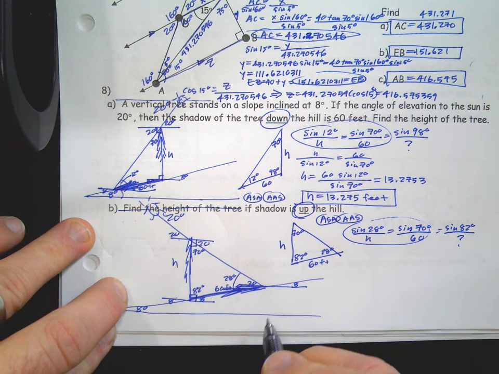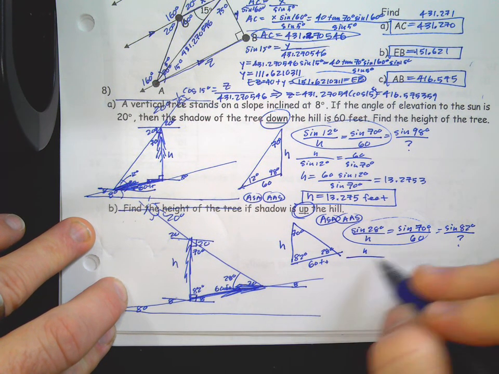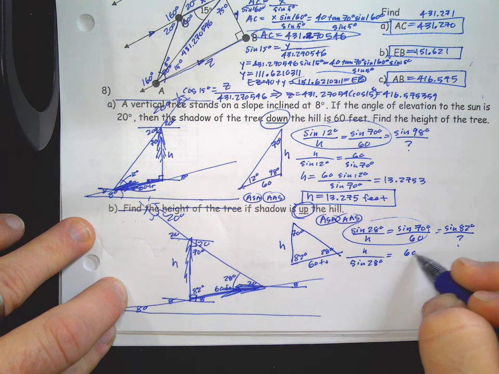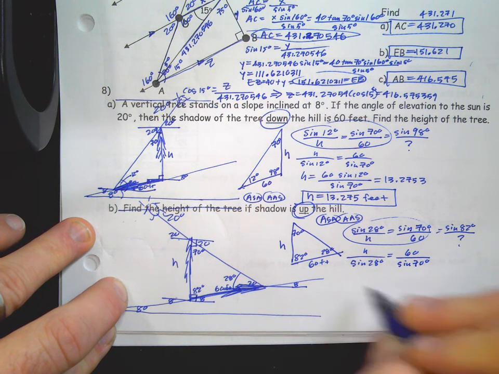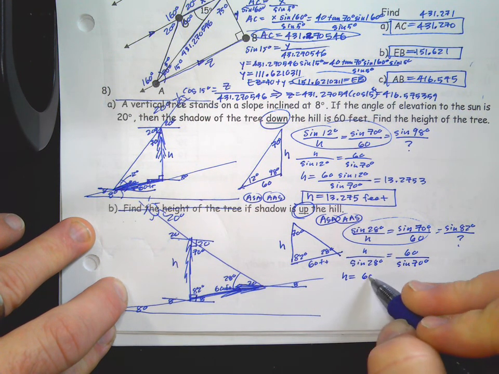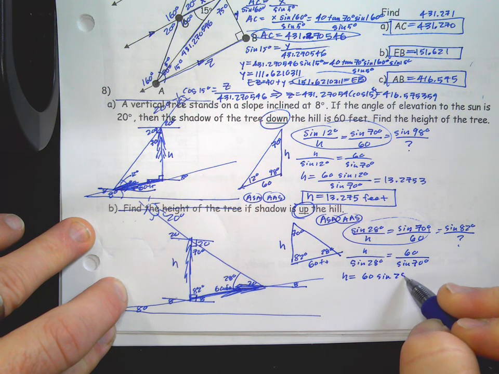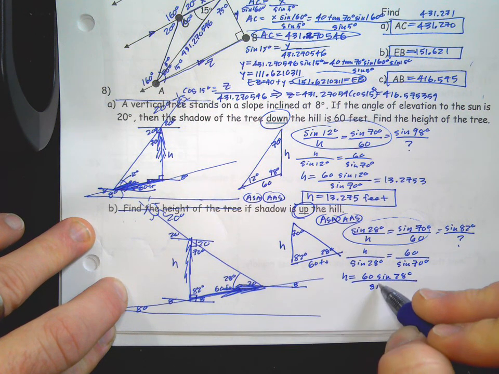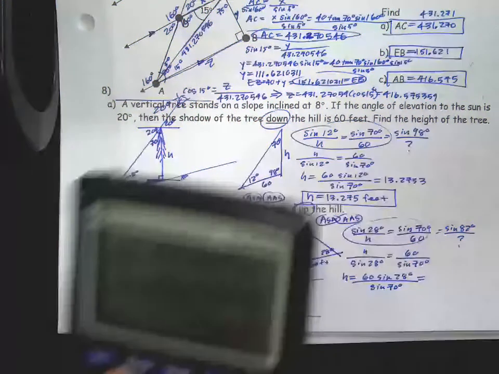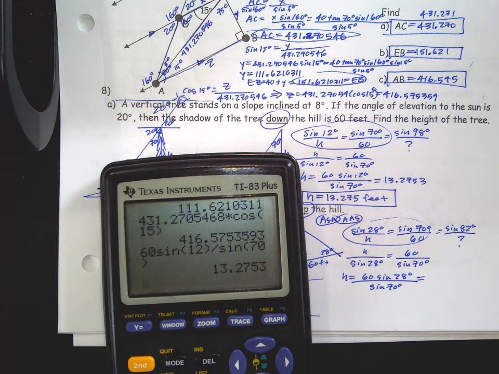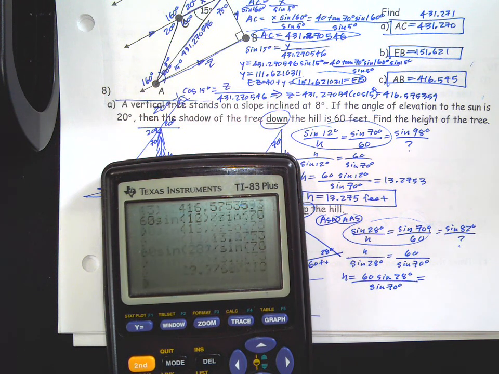This is good enough. Flip both sides. And by the way, you could set up law of sines upside down from the way we usually do it. That's totally okay as long as you're consistent. So h equals 60 sine of 28 degrees over sine of 70 degrees. And then on your calculator, it's going to be 60 sine of 28 closed divided by sine of 70 closed.